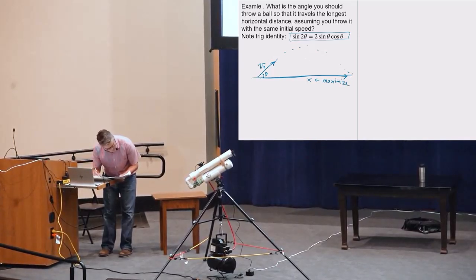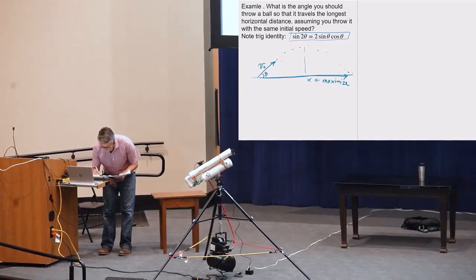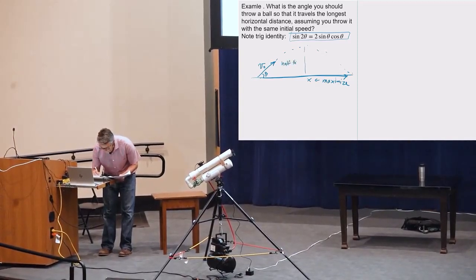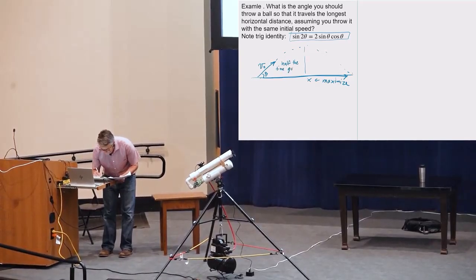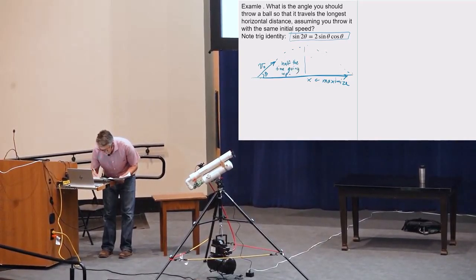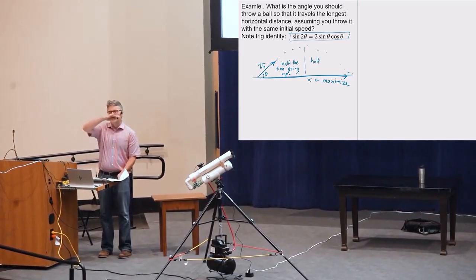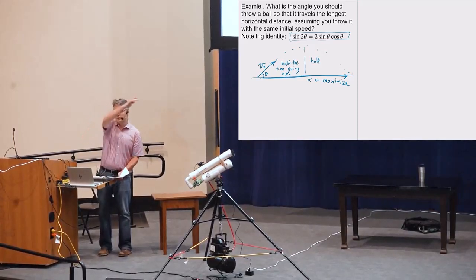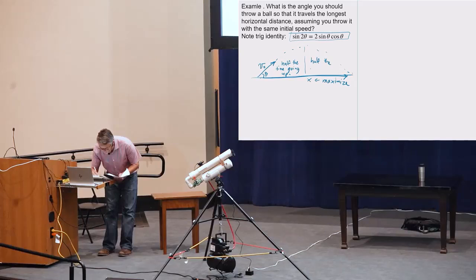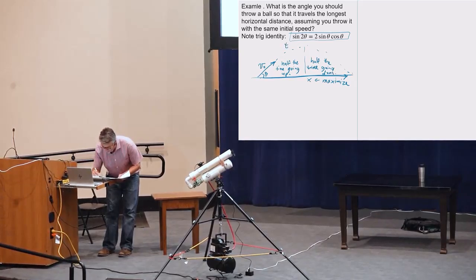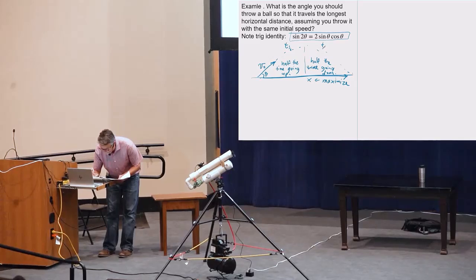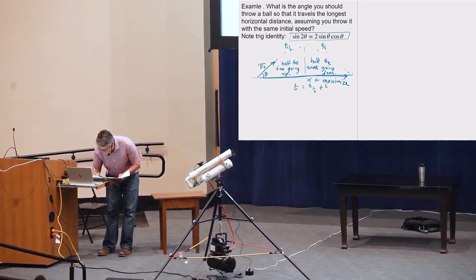So I would say that it spends like half the time going up and then half the time going down, assuming that it doesn't change its whole height. It lands at the same vertical position that it was launched from, half the time going down. So I can kind of say t_a half, and t_a half, and then t equals t_a half plus t_a half or something like that.